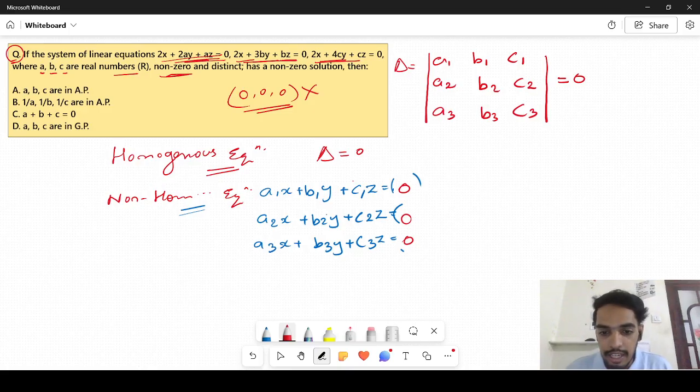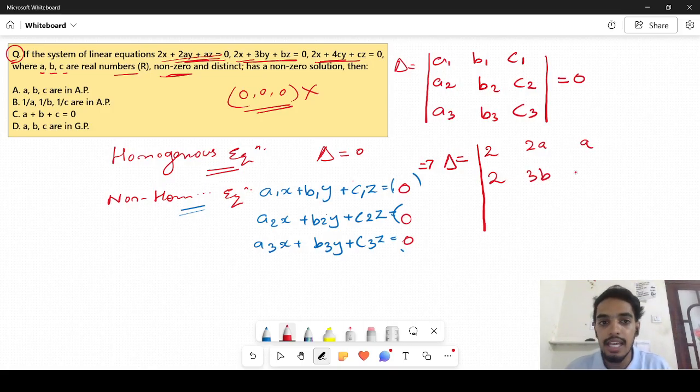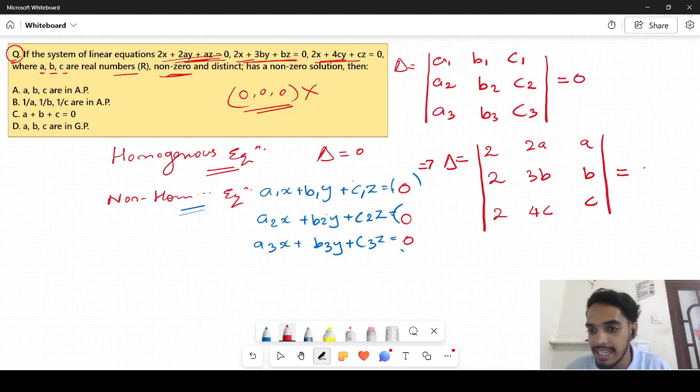Now, when it comes to our question, shall we write our delta? What is our delta? Please let me know. The first row is 2, 2a, a. What is the second row? It will be 2, 3b, and b. And what will be the third row? It is 2, 4c, and c. And the determinant of this delta will be equal to 0.